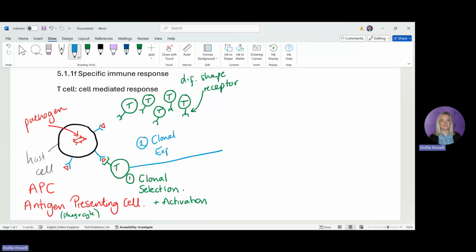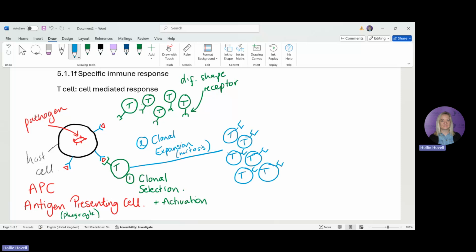And what's happening is that it's dividing by mitosis because we want more copies of that specific T cell with that specific receptor on it. Okay, so we're going to make lots of T cells that all have the same receptor. They're going to be identical. It's divided by mitosis, so they all have, in this case, that kind of square-shaped receptor on them. Okay.